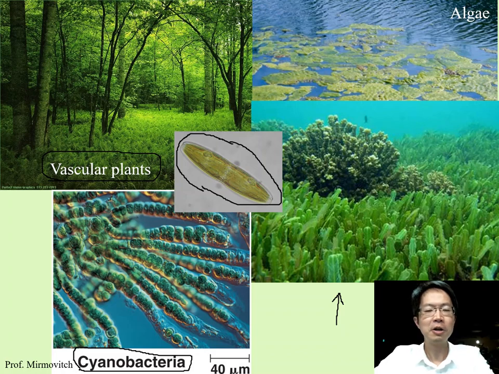As a matter of fact, I assume most of us know the basics about photosynthesis. Photosynthesis generates oxygen. That's why plants are so important. But believe it or not, the majority of photosynthesis is not done on land. It is done in the ocean, in the sea, because you have algae, cyanobacteria, and a lot of coral reefs in the ocean. In other words, the majority of the oxygen is produced by the ocean.